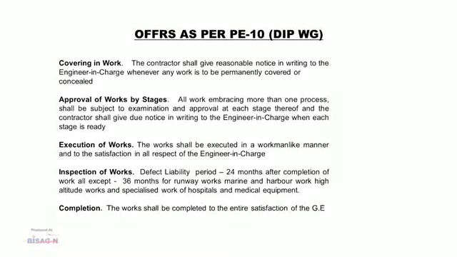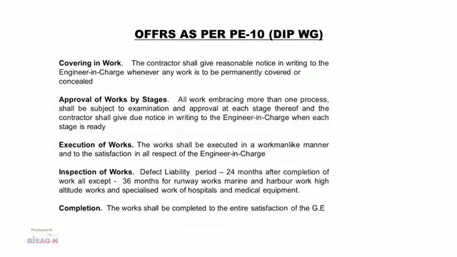Execution of works. The work shall be executed in a workmanlike manner and to the satisfaction of the engineer in charge in all respects. Inspection of works. After completion of work, a defect liability period of 24 months will be applicable in all normal works, except 36 months for runway works, marine and harbour works, high altitude works and specialized works of hospitals and medical equipment. The completion of work will be certified by the GE as and when it is completed to the entire satisfaction of GE.